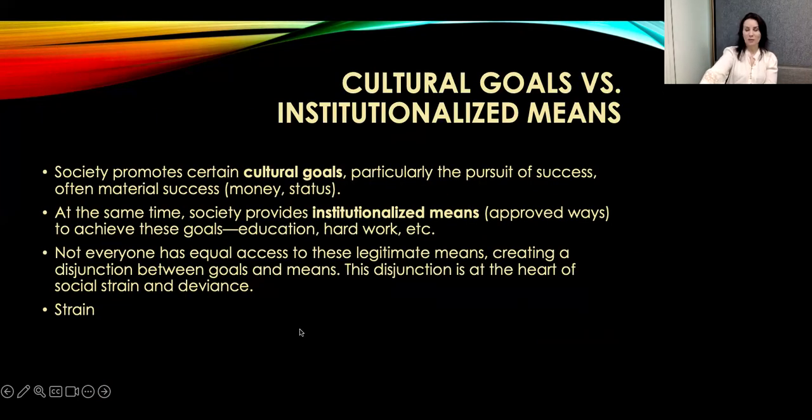So there is another thing we need to think about Robert Merton's typology, which is the difference between cultural goals and institutionalized means. So the society promotes certain cultural goals, and it can be different for different cultures. And whatever they think its cultural goals is about success.